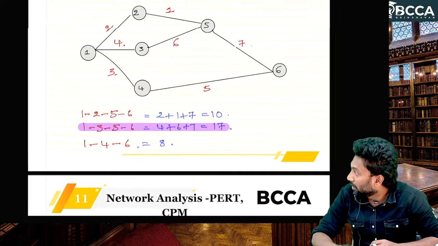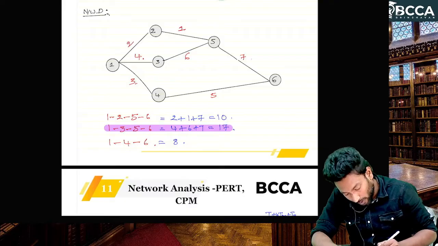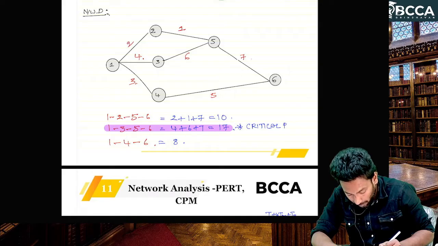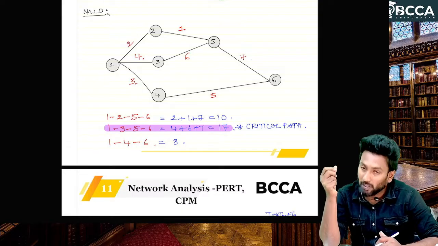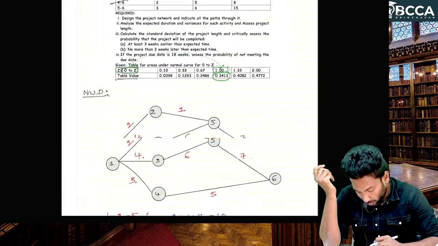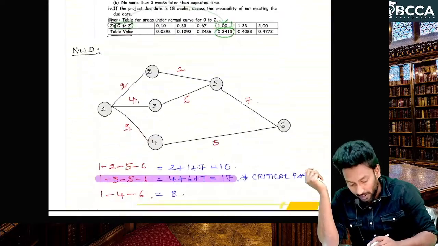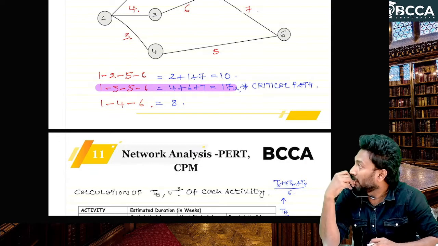The path which has the longest duration is called the critical path. So this one is the critical path. The critical path duration is 17 days. Now what is the project duration? The question is given in weeks, right? So that's why it is 17 weeks, not days.